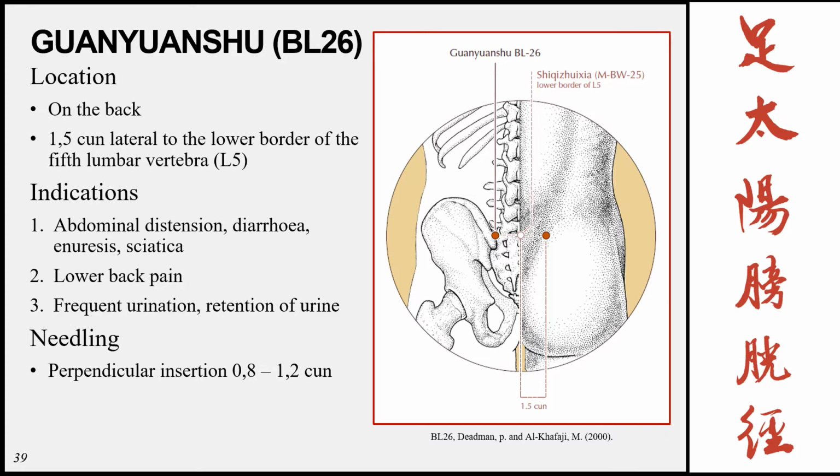Okay, and then the next point, PANGGUANGSHU, bladder 26, again located on the back, 1.5 tsun lateral to the lower border of the fifth lumbar vertebra. The indications, this is things such as abdominal distension, diarrhea, enuresis, and sciatica. It can also be used for lower back pain, frequent urination, and retention of urine. And these are all related to its location, where it's close to both the back and to the bladder and kidneys. The insertion is perpendicular insertion, 0.8 to 1.2 tsun.